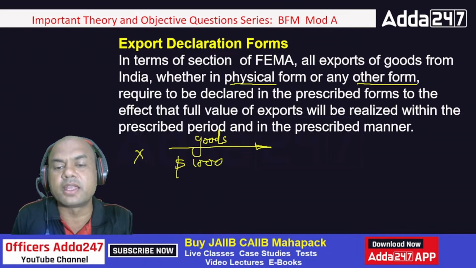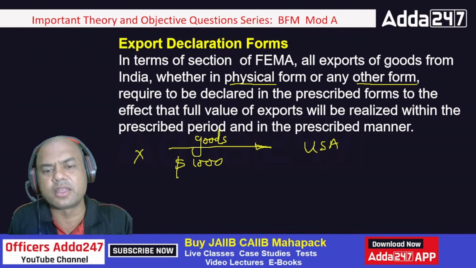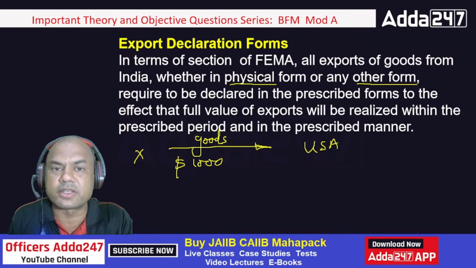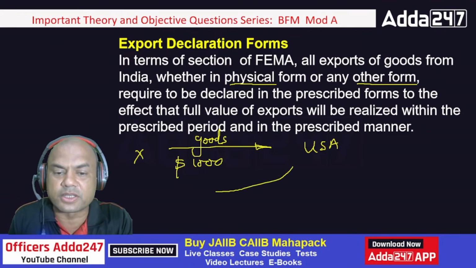Okay, and he has sent it to USA. Now USA, I'm taking it as an example. It can be any country. Now this person from USA must pay $1,000. So I must receive this $1,000 over here. So $1,000 should be received by me.